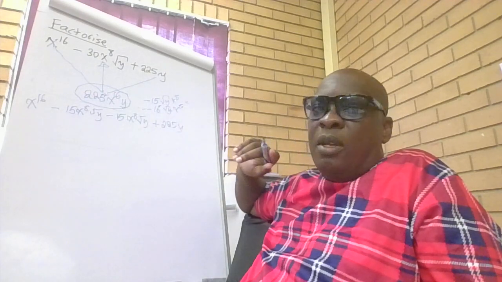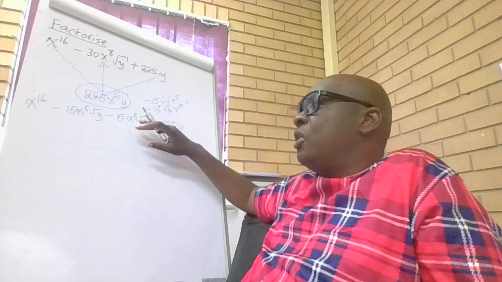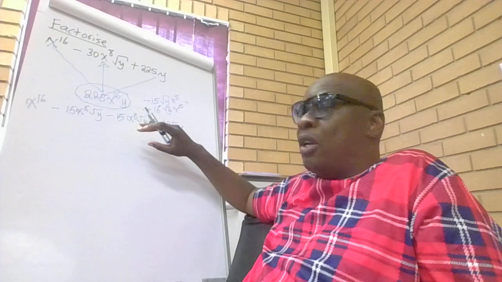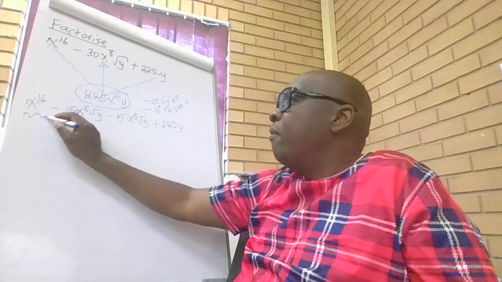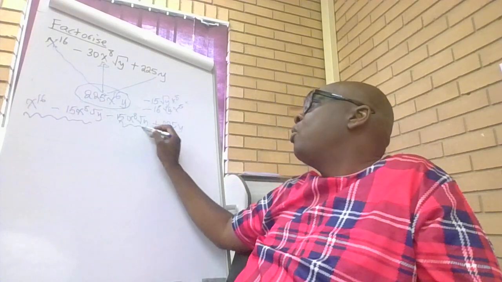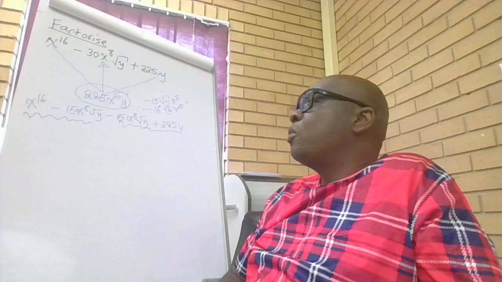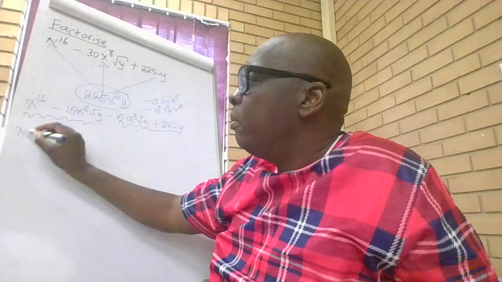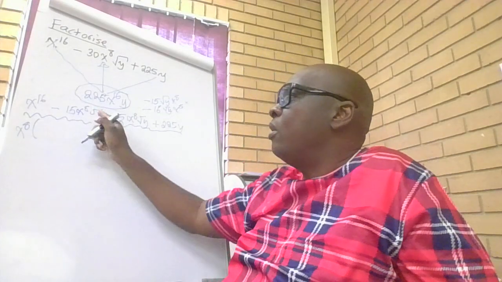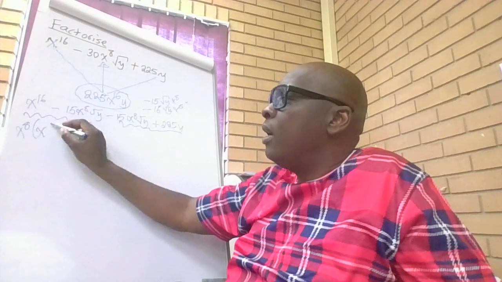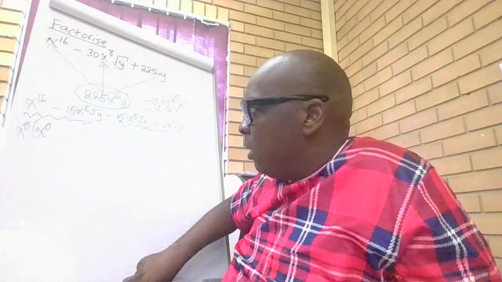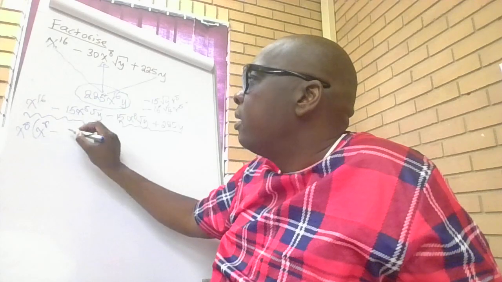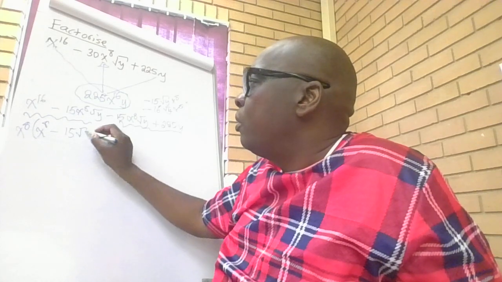But at the same time, you can see now that this expression has four terms, and we can now factorize this by grouping. If we group the very first two terms, and also group the last two terms, on the first two terms you can see there's something common, which is x to the power 8. If I factor it out from these two terms, I'm left with x to the power 8 minus 15 square root y.